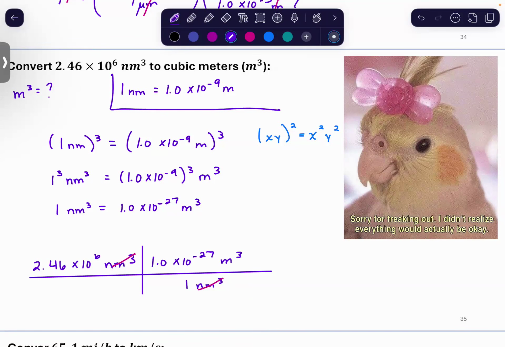And when I multiply this out, I am going to get 2.46 times 10 to the negative 21st cubic meters. Again, the three significant figures on the 2.46 is the only number dictating how many significant figures my answer gets, because the 1.0 is exact, so we don't use it to count.